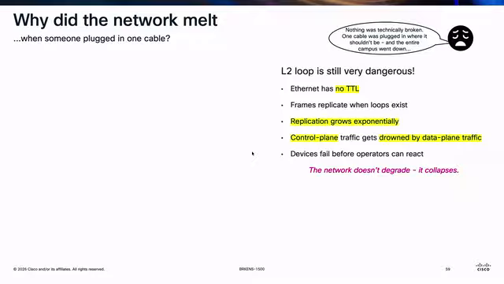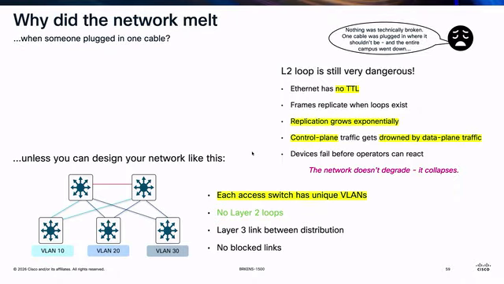Because the Ethernet packets don't have time to live. So a cascade of events, replication of packets happened, and the control plane basically got melted, overdrowned by the data plane. So in the case of layer 2 loops, the network just doesn't degrade, it basically melts instantaneously.